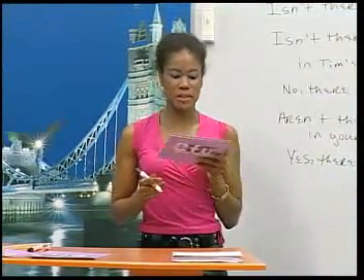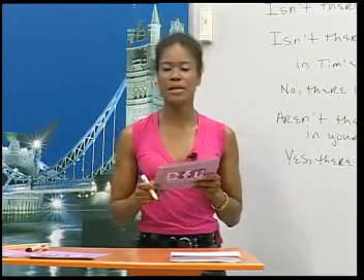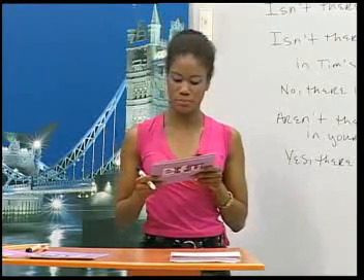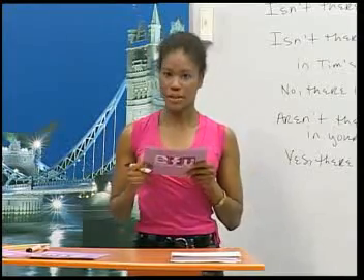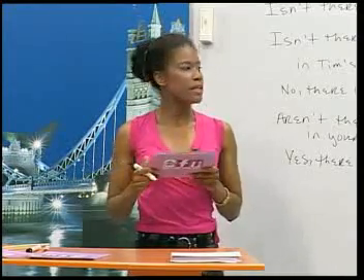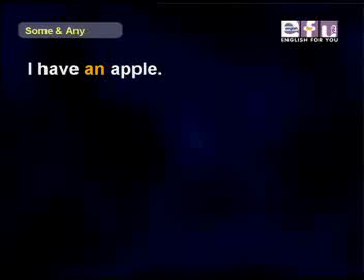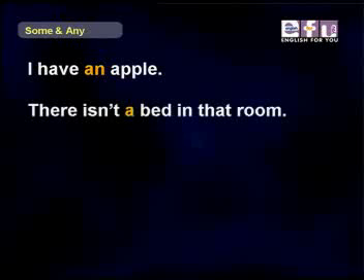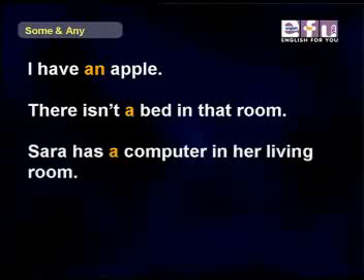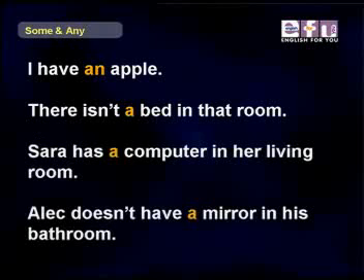Before we do this, let's quickly review count and non-count nouns. Take a look on your screen. Let's look at these sentences. First, I have an apple. Next example. There isn't a bed in that room. Next sentence. Sarah has a computer in her living room. Alec doesn't have a mirror in his bathroom.